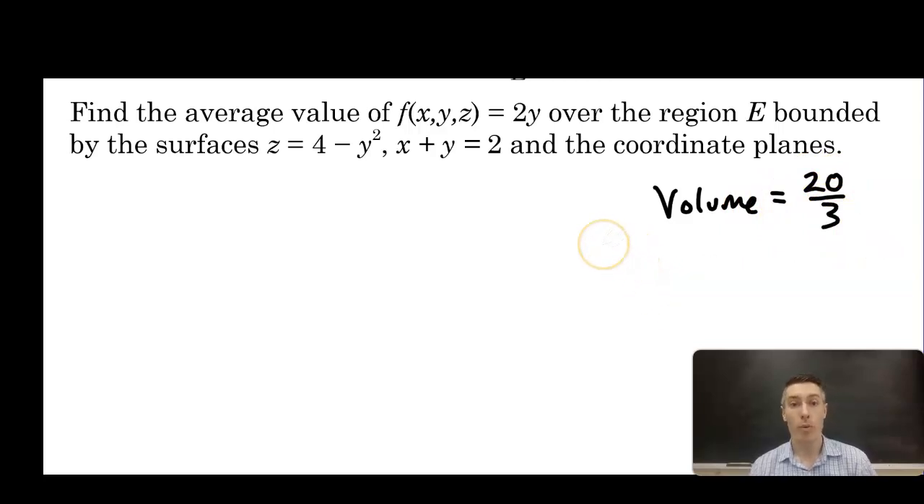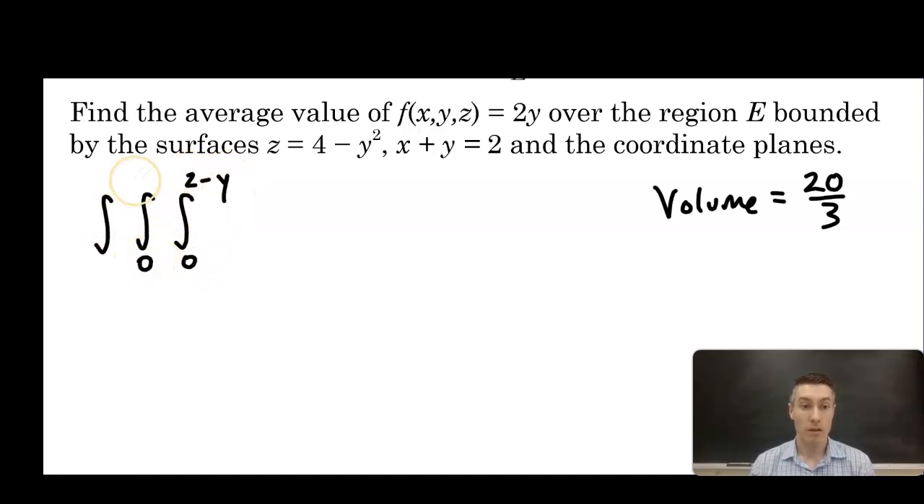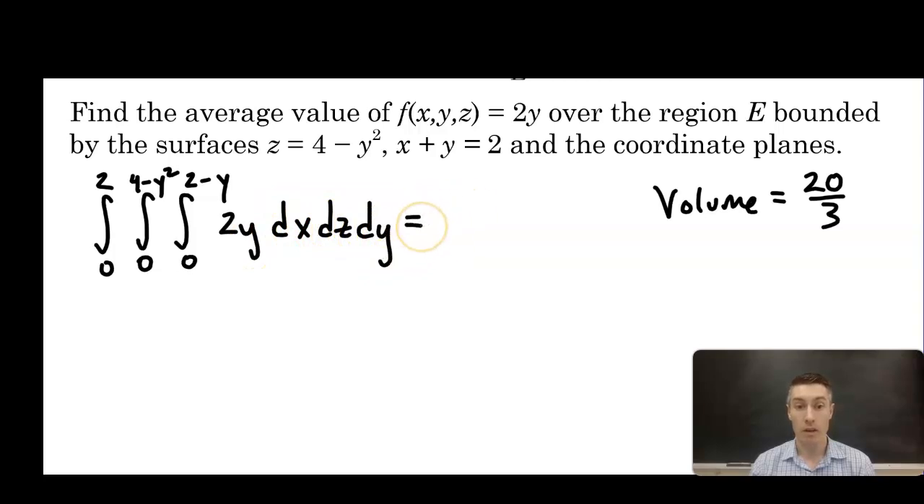Right, and we would hope when we see these examples, it would be a cube or a cylinder, something that we know how to find the volume of without a triple integral. But here, since we already did that computation, it's not more difficult. Okay, so we're going to set up the triple integral. So the same bounds: 0 to 2 minus y, 0 to 4 minus y squared, 0 to 2. Now the function we're integrating is 2y, dx dz dy.